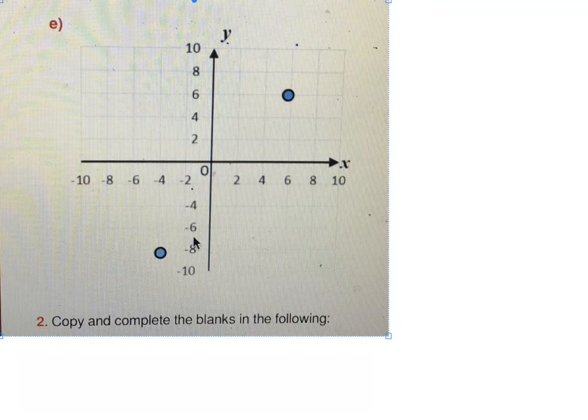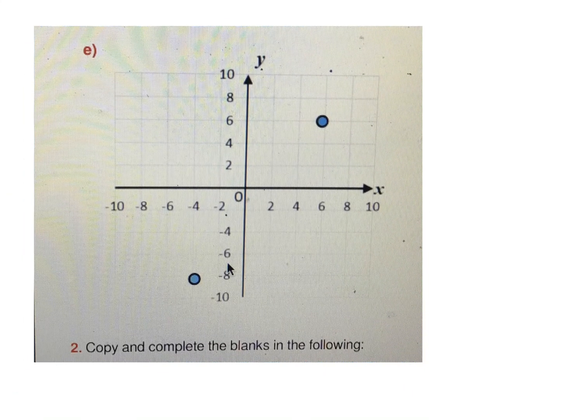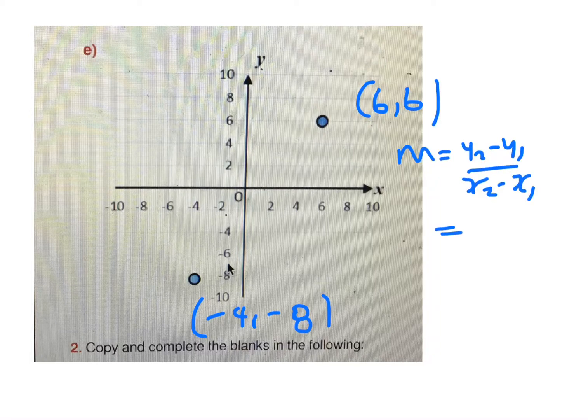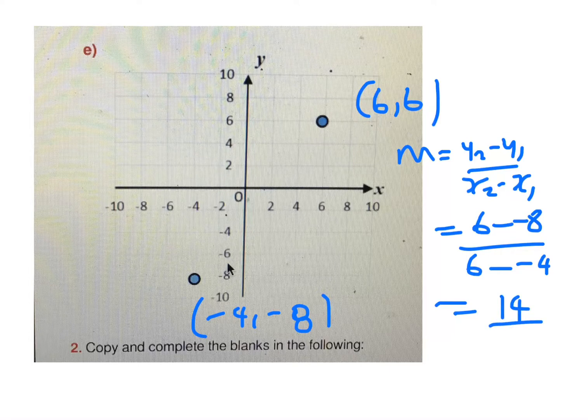Looking at this one, same thing. You're best to use the formula for the gradient, because you'll get the right sign. Can you see? So this is (6, 6), and this is (-4, -8). So the gradient is y2 minus y1 on x2 minus x1. So that's 6 minus -8 on 6 minus -4. 6 minus -8 is 14. 6 minus -4 is 10. So you end up with 14 over 10.